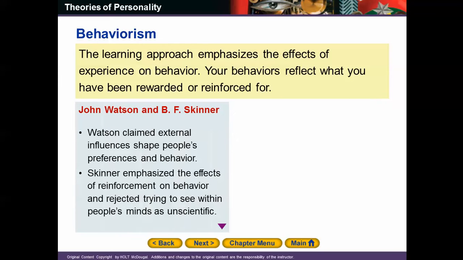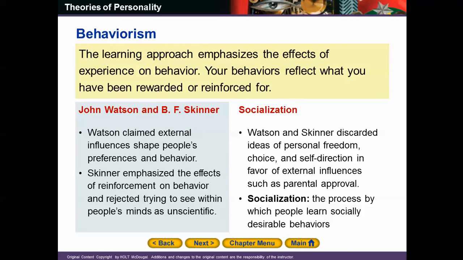John B. Watson claimed that external forces or influences, not internal influences like traits and inner conflict, largely shape our preferences and behavior. And this was taken up by B.F. Skinner, and he said that we should pay attention to how organisms behave and avoid trying to see within people's minds. And he emphasized the effects of reinforcement on behavior. Remember, B.F. Skinner was a leading psychologist in operant conditioning.